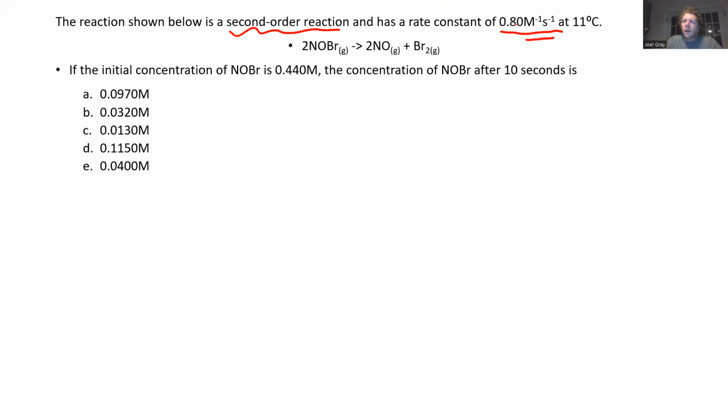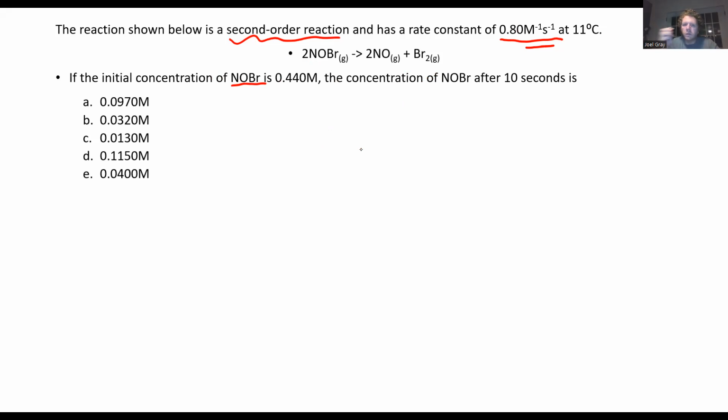This tells us our rate constant is 0.8 molar inverse seconds at 11 degrees Celsius. Here's our reaction: 2 moles of NOBr goes to 2 moles of NO and 1 mole of Br2. If the initial concentration of NOBr is 0.440, the concentration of NOBr at 10 seconds is what?